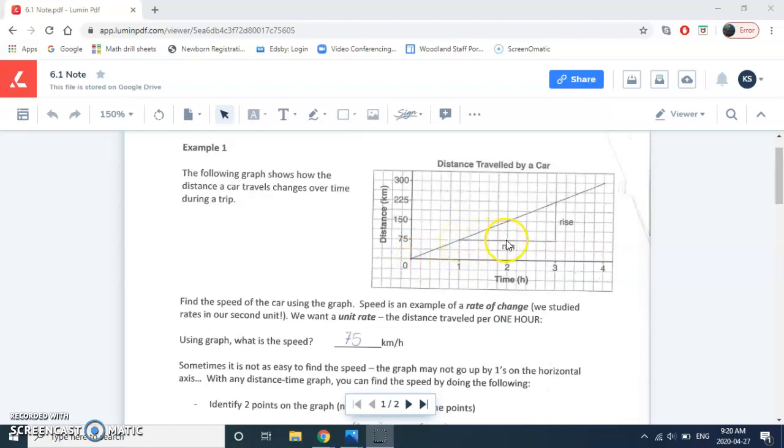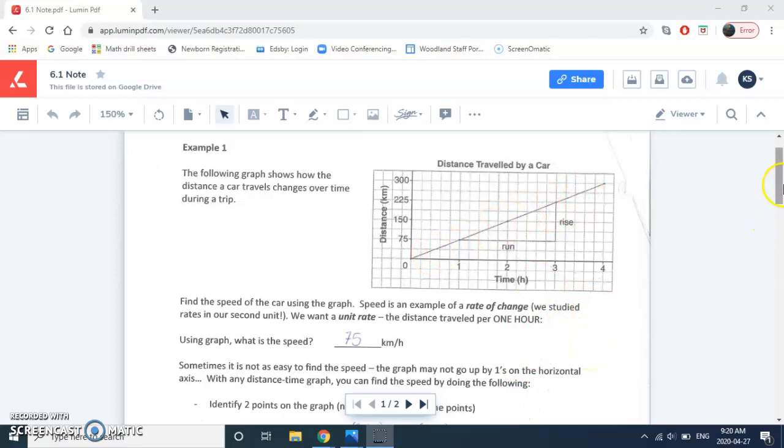If I go over another hour, we've increased another 75, and we go over one more, we've gone over another 75. So this line of best fit, as we can see, everything is nice and neat and straight and right along those points. There's nothing that's on the top or on the bottom. They all fit nicely, so we know that we can use that line to tell us that our speed is 75 kilometers per hour. So based on what we see, we can see that that's true.